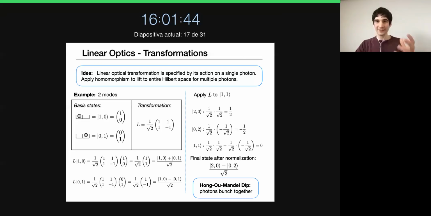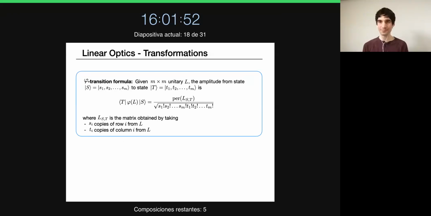Okay, so that's one example of how you might lift a transformation to more photons. The general transformation is described by this phi transition formula. Imagine that I have a state that has m many modes, and I want to apply some linear optical transformation to that state. So I'm going to apply an m by m unitary to the state, but it's going to be lifted by this formula phi here.